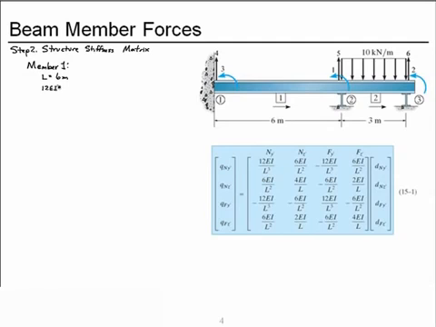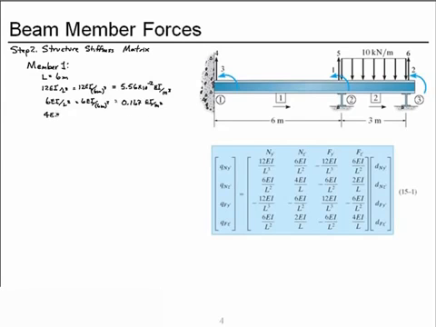12 EI over L cubed will be 12 EI over 6 meters cubed, which will give us 5.56 times 10 to the minus 2 EI over meter cubed. 6 EI over L squared will give us 0.167 EI over meter squared.